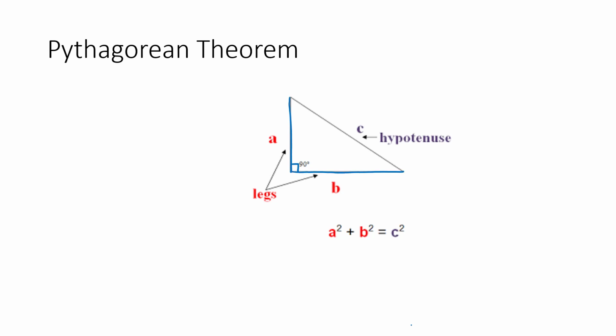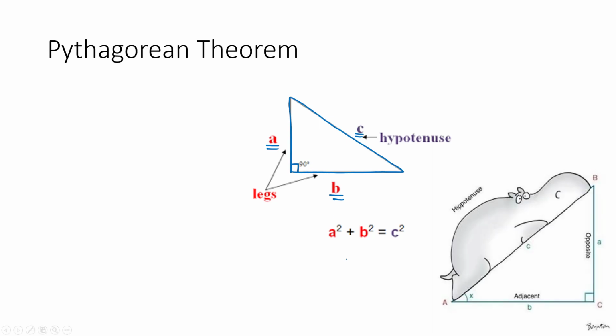And it turns out that if you do the short side squared plus the short side squared, it will equal the hypotenuse or the long side squared. The hypotenuse is always the longest side. If it helps to remember, the hypotenuse is the longest, biggest side of the triangle.